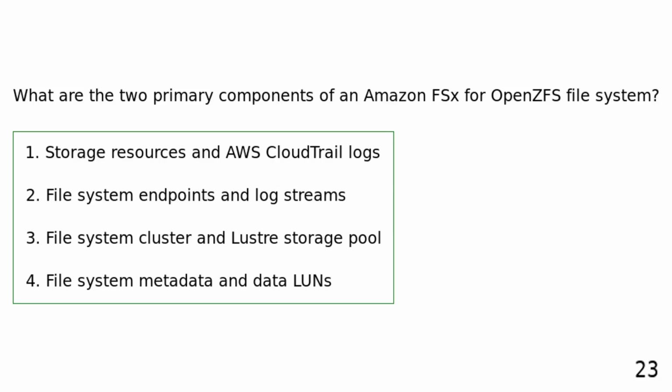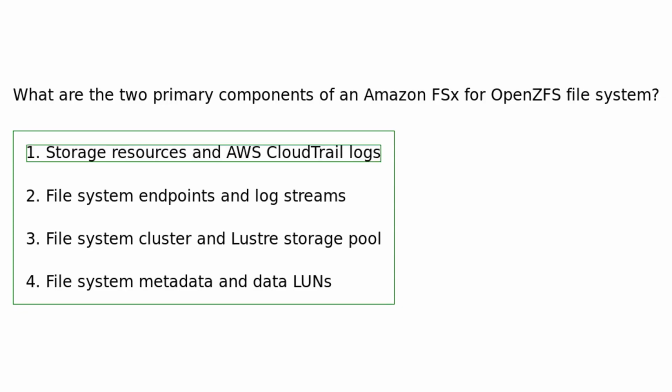What are the two primary components of an Amazon FSx for OpenZFS file system? Storage resources and AWS CloudTrail logs. File system endpoints and log streams. File system cluster and Lustre storage pool. File system metadata and data LUNs. Amazon FSx for OpenZFS is comprised of a file system cluster and underlying storage resources that provide high-performance file storage.